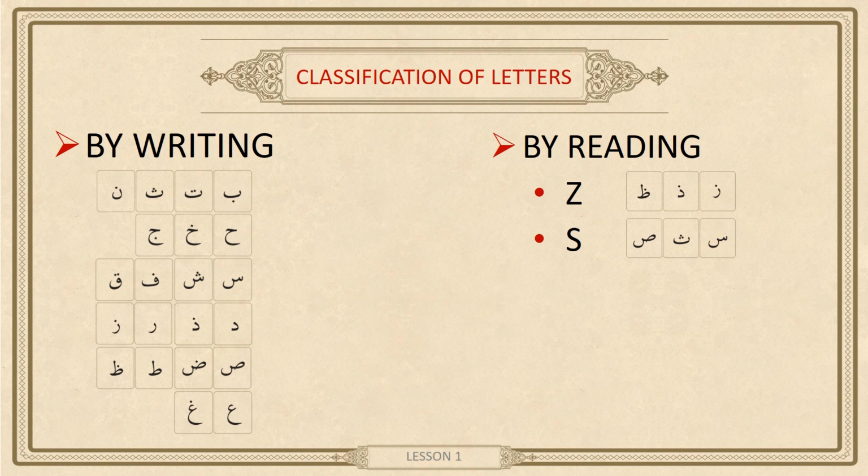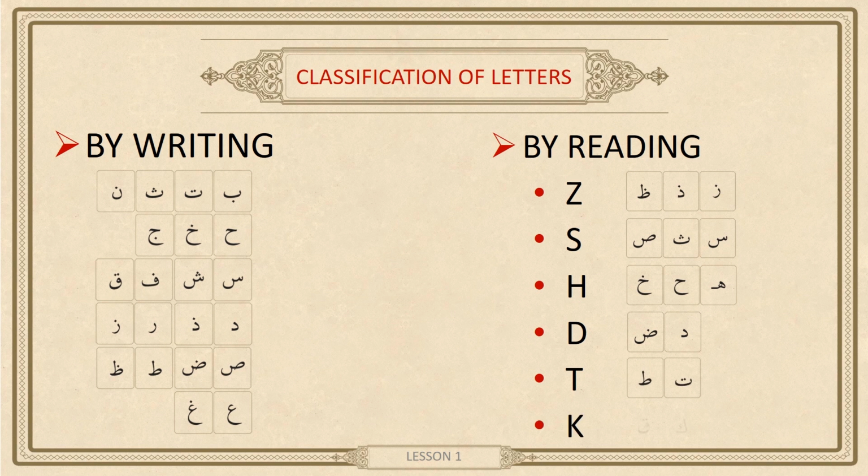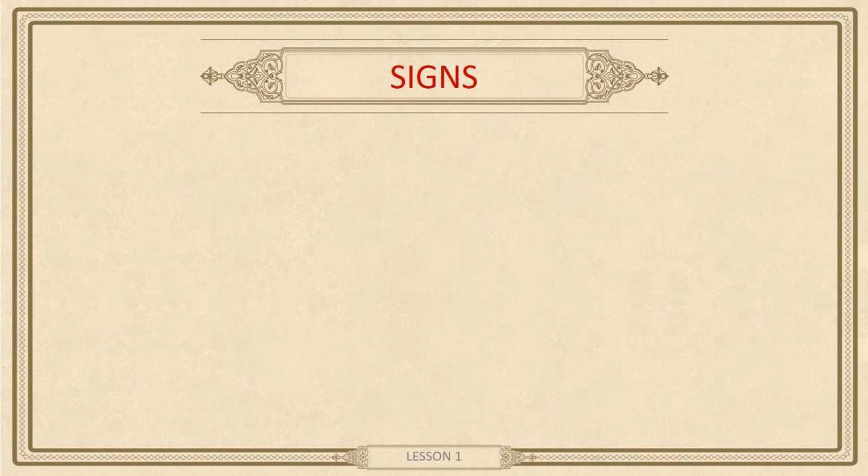We also have 3 Arabic letters for H: sharp H, rough H, and normal H. We have 2 D, 2 T, and 2 K. As we can see, there are many templates that help us to understand and learn the Arabic alphabet easier and faster. Now, let's say something more about the signs in the Arabic or Quranic script.